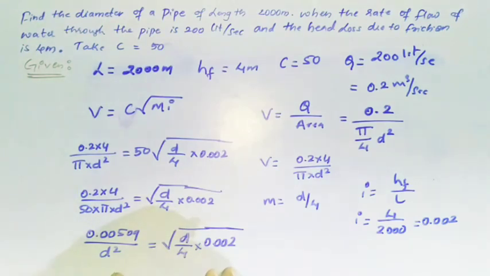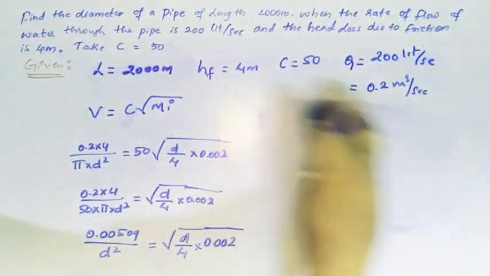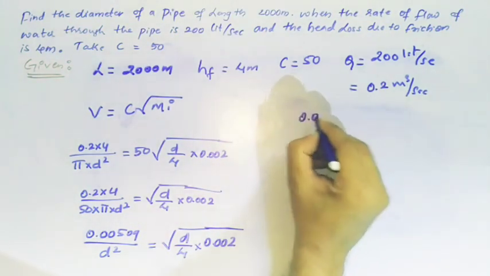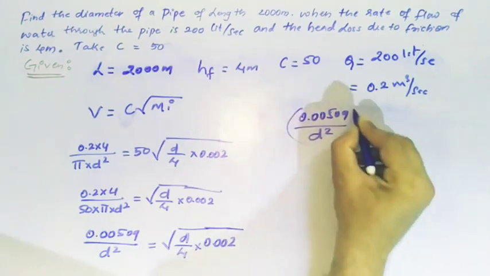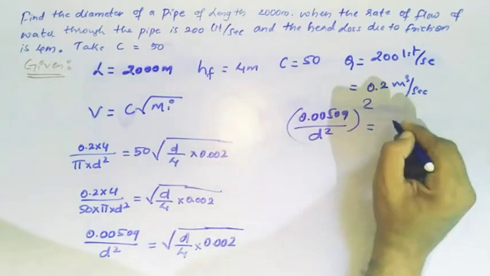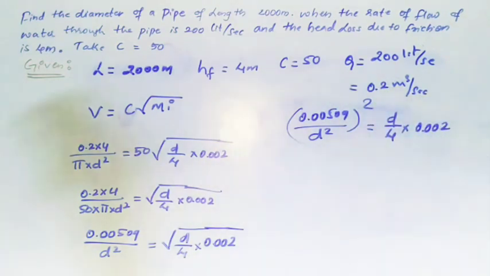Now squaring on both sides. I'll just erase these terms. Now squaring on both sides, that is 0.00509 divided by d square will be equals to, then squaring means this square root will be cancelled, d by 4 into 0.002.